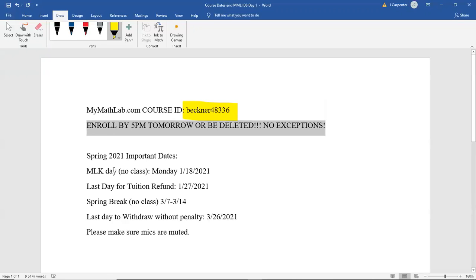So, some important dates. We have no school on Monday, January 18th, or Monday, March 8th and Wednesday, March 10th, due to Martin Luther King Day and spring break respectively. Your tuition refund deadline is January 27th, and your last day to withdraw without academic penalty is March 26th.